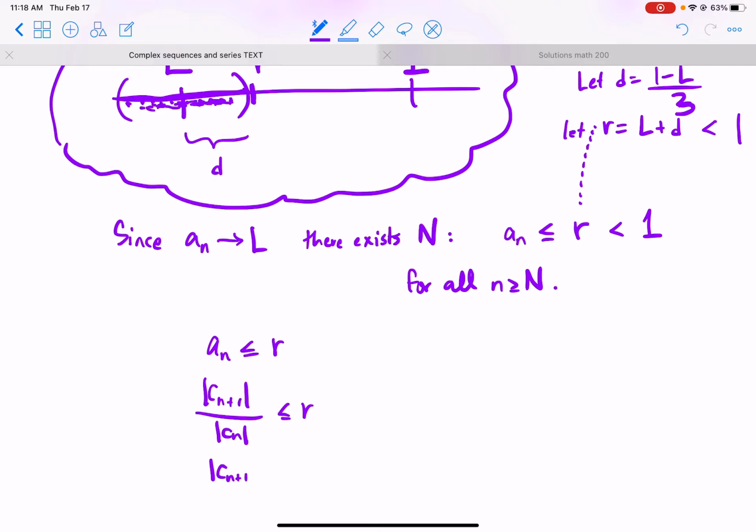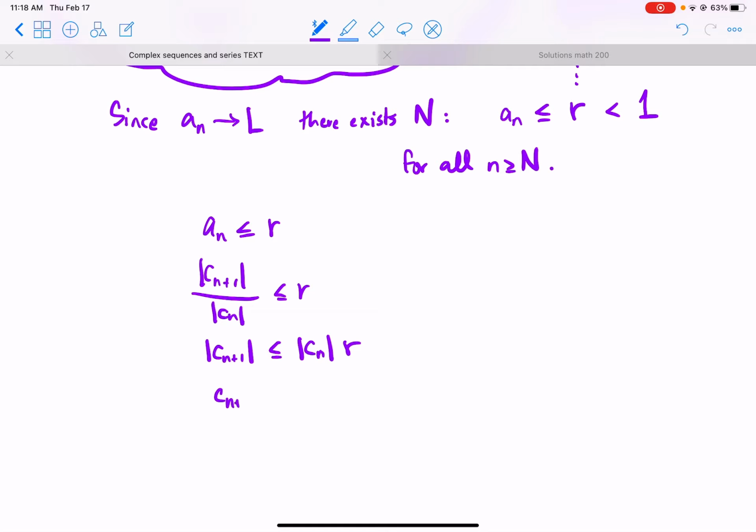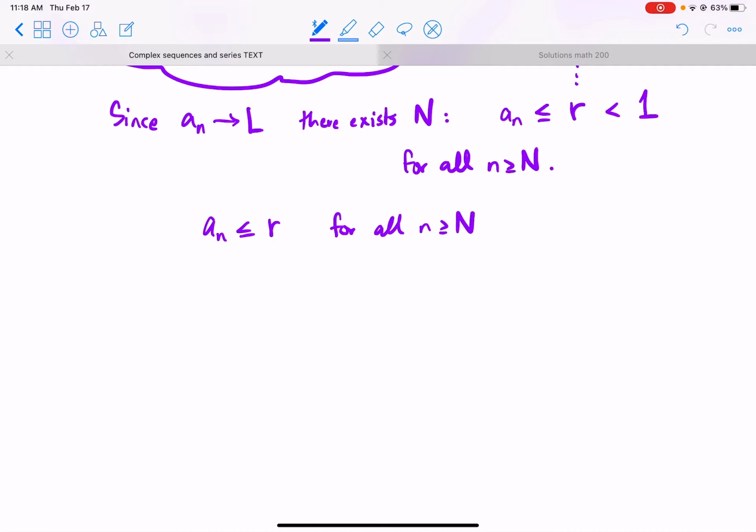Okay, but that means that this is true. And so then what's C_{n+2} is then less than or equal to C_n r squared. And in fact, we can take n equal to capital N just to make this very specific. And let's even just do that right at the beginning. So a sub n is less than or equal to r for all n greater than capital N.